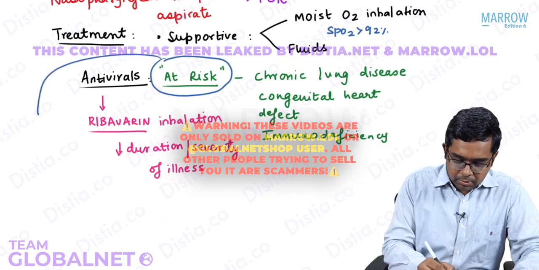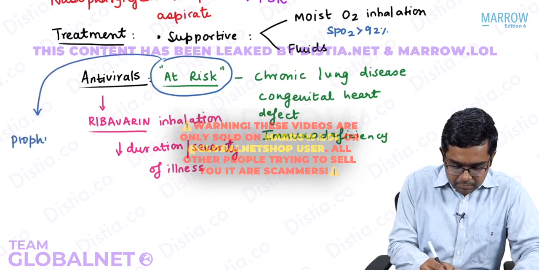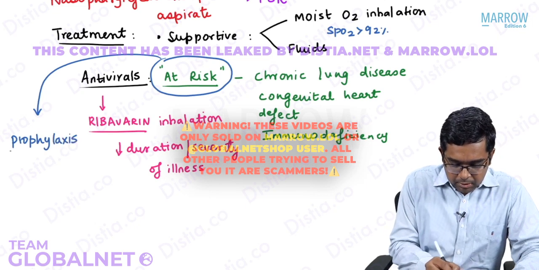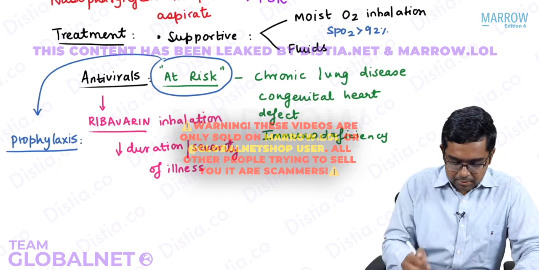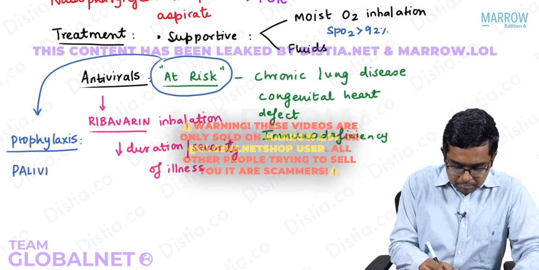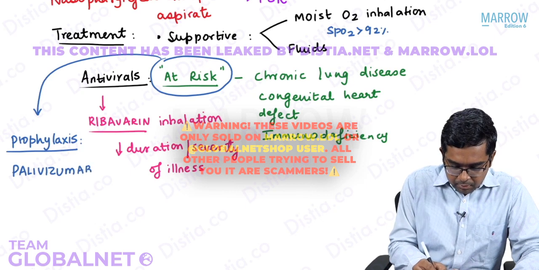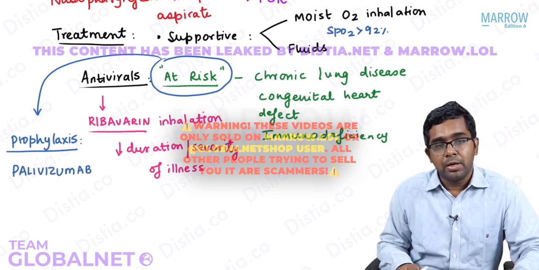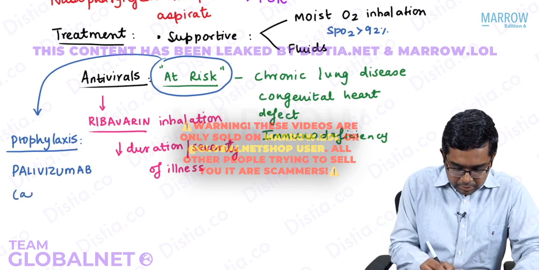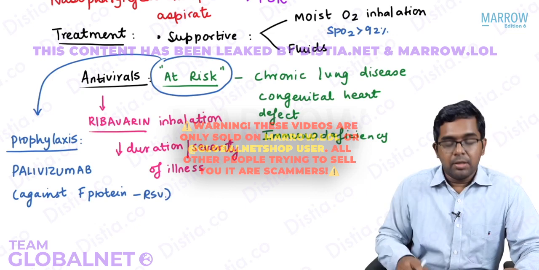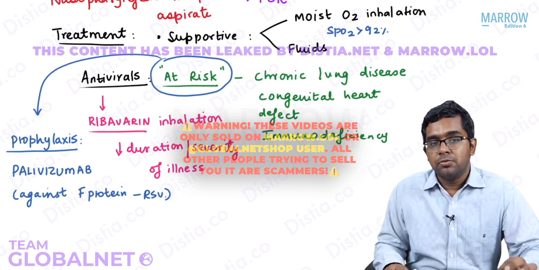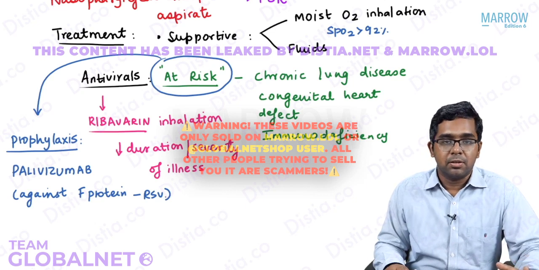And also for these at-risk babies, before the start of the season, that is the winter season, you can give something like a prophylaxis. Okay, and the agent which is advised for prophylaxis is palivizumab, which, as you can infer from the name, it's a monoclonal antibody directed against the F protein of RSV. Again, this prophylaxis is also for at-risk children.